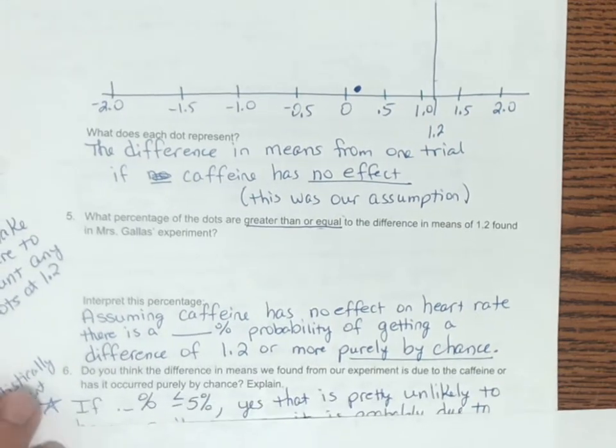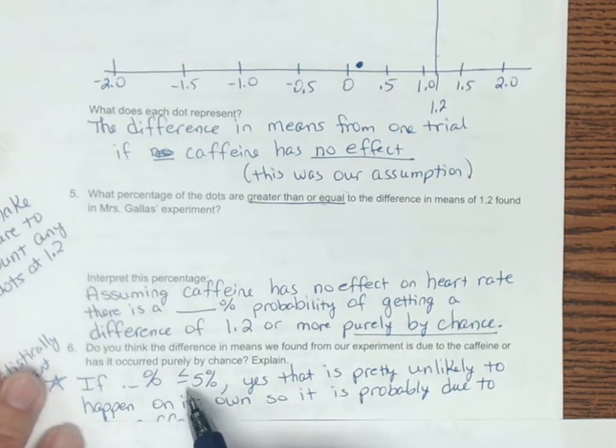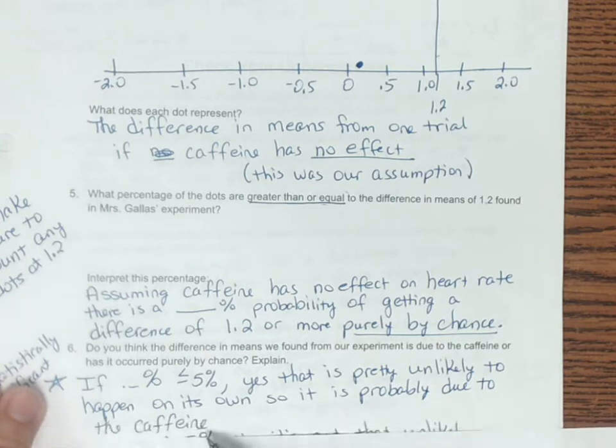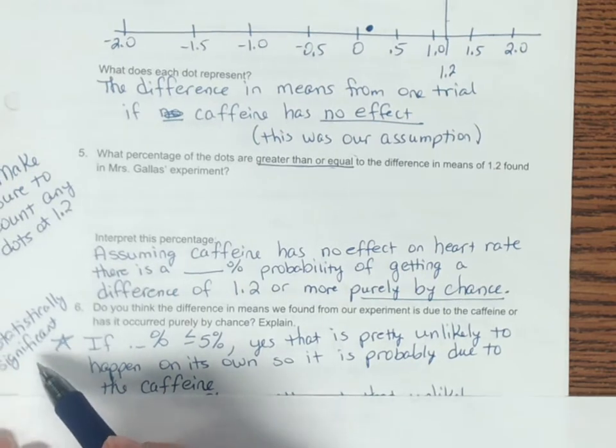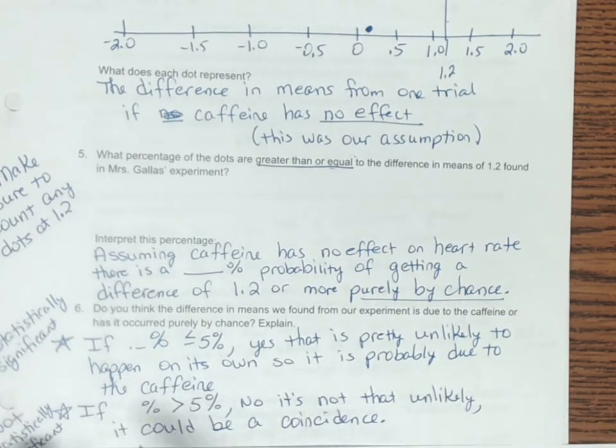And to know if it's significant or not, if our percentage is less than or equal to 5%, then we say, yes, that is pretty unlikely to happen on its own. So it's probably due to the caffeine in the drink. And that would be called statistically significant. However, if more than 5% of ours, when we just did it randomly, had a change in heart rate of at least 1.2, then we would say, no, it's not that unlikely. And that first reading of 1.2 as a mean difference could have just been a coincidence. And that is not statistically significant.